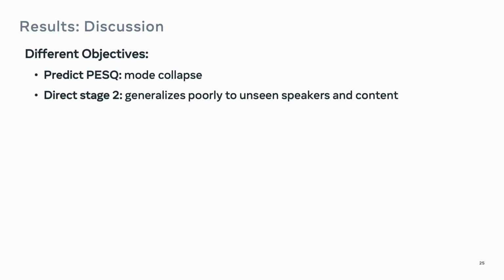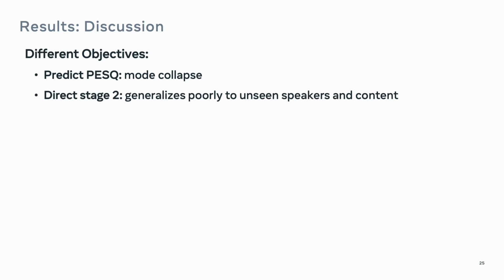Let's now talk about some of the other discussion points. To show the usefulness of our pairwise preference objective, we train a model directly on PESQ, and this approach suffers from mode collapse and variance in the output distribution, wherein the model outputs the mean of the PESQ score for a test recording that has more than one possible references.